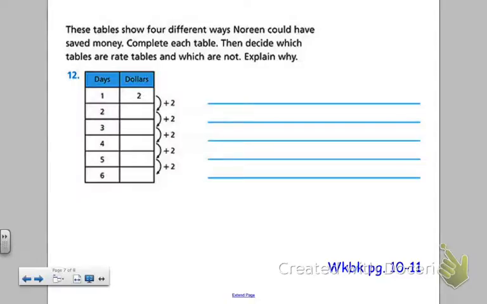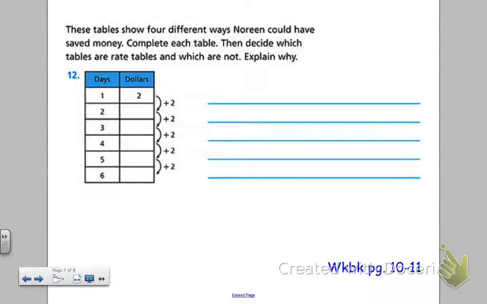Now, starting on page 10 and going on to page 11, you're going to see a variety of tables. And you need to determine whether they're rate tables or not. They're going to just show you 4 different ways that Noreen could have saved money. You have to tell me whether they really are rate tables or not.